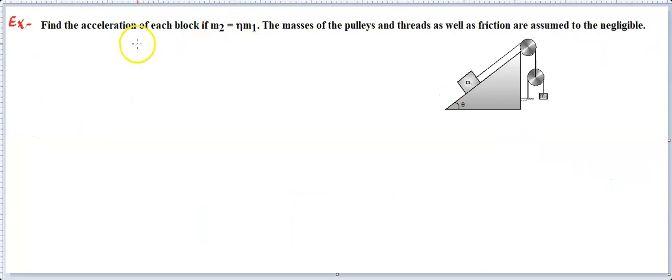Now let's take one more example in which we are going to see this application of Newton's law. It says find the acceleration of each block, and m2 is eta times m1, that has been given to us, and the masses of pulleys and threads, as well as the frictions, are assumed to be negligible.